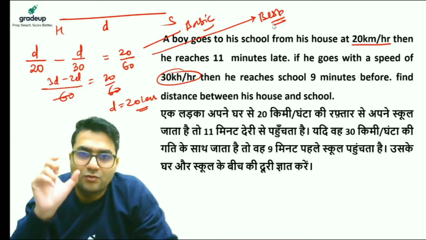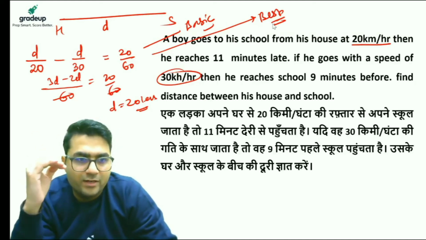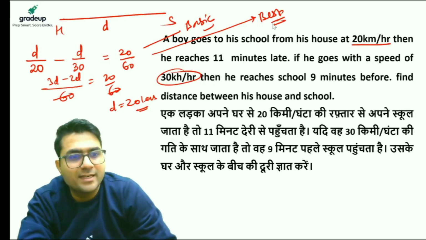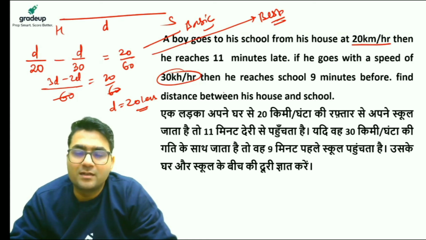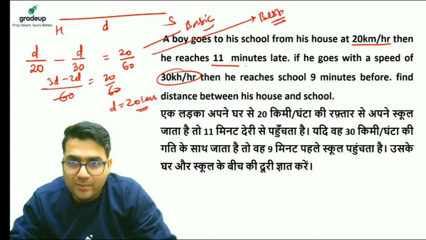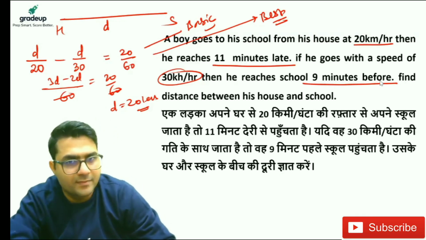We have a difference of 20 minutes now. So to convert into hours, we need to divide it by 60. Dev Singh is saying, sir, how are we getting 20 minutes? Dev Singh, listen, the difference between the time of 11 minutes late and 9 minutes before is 20 minutes. Perfect.